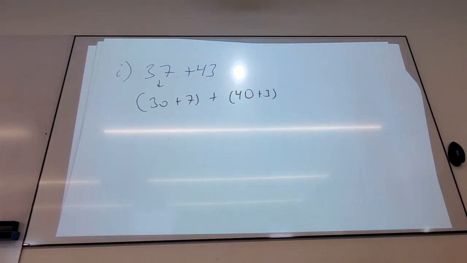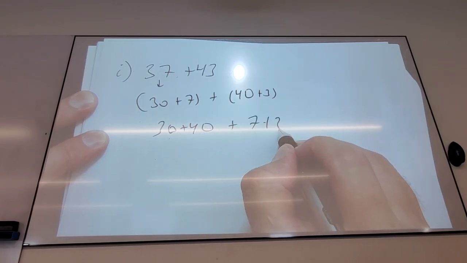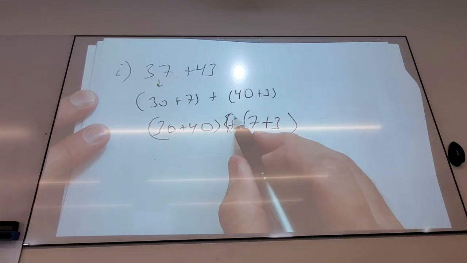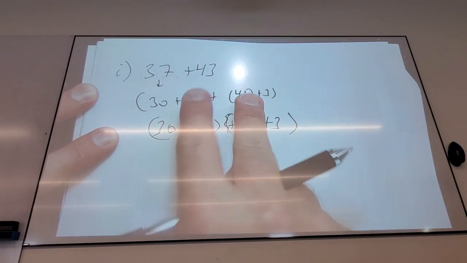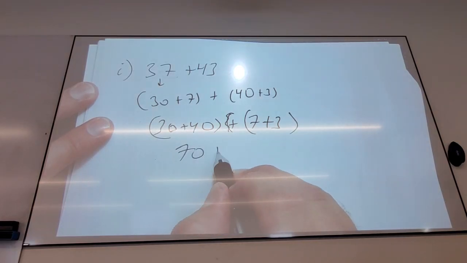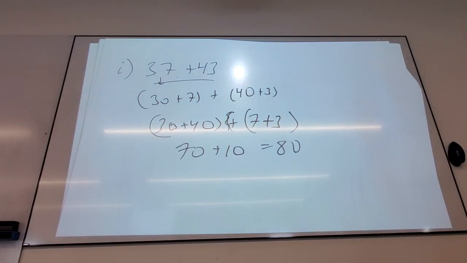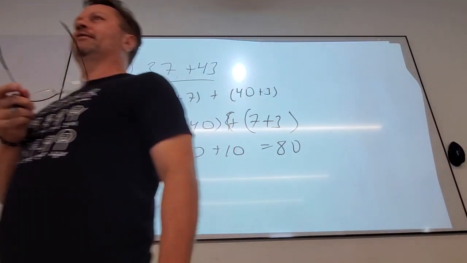Associativity and commutativity. They almost always work together. So 30 plus 40 plus 7 plus 3. So I did associativity and I did commutativity. So I can switch those two around, move the parentheses. And now you get 70 plus 10, 80. And if you don't already do something like this in your head, that's what you should be doing in your head when you're adding 37 and 43, right?